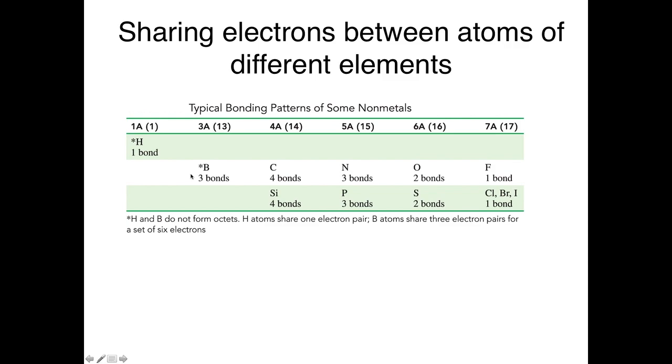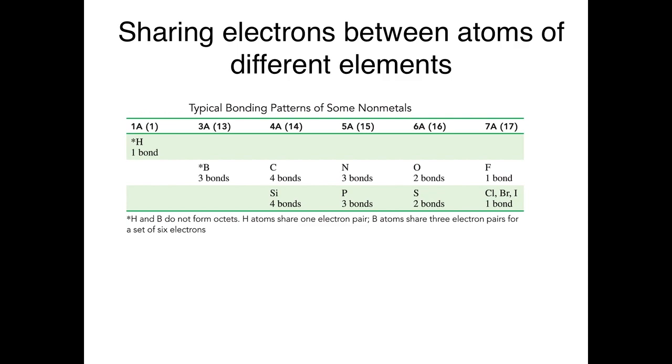Now here's an exception. Boron in group 3A will always make 3 bonds. Now 3 times 2 electrons each in those bonds give you 6 electrons. So it turns out there are some elements that do not have to follow the octet rule all the time. So boron will have 6 valence electrons and it will be happy. And there are actually other elements that will have more than 8 electrons and it will be happy too. And the reason for that exception is beyond the scope of this class.